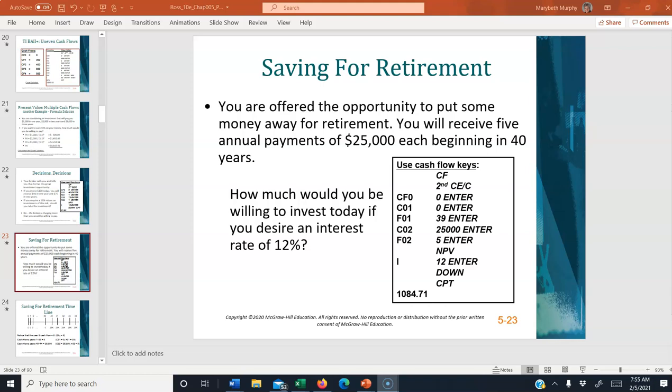Okay, next is an example for retirement savings. You are offered the opportunity to put some money away for retirement. You will receive 5 annual payments of $25,000 each, beginning in 40 years. The question is, how much would you be willing to invest today if you desire an interest rate of 12%? The key word here to tell you whether you're using present value or future value is how much are you willing to invest today, the present. So you're going to be using present value factors.